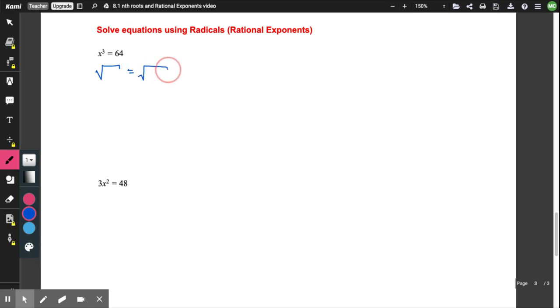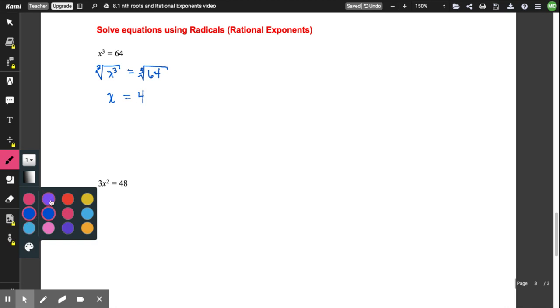Now the root that would undo a third power would have to be a third root. They'd have to have the same index. And if I do it to one side of the equation, then of course I have to do it to the other because that's how algebra works. So on the left, the third root and the third power cancel each other out, which just leaves you with an x. On the right, we've got the third root of 64. So you would evaluate that like we were doing before. So what times itself 3 times makes 64? That would be a 4.